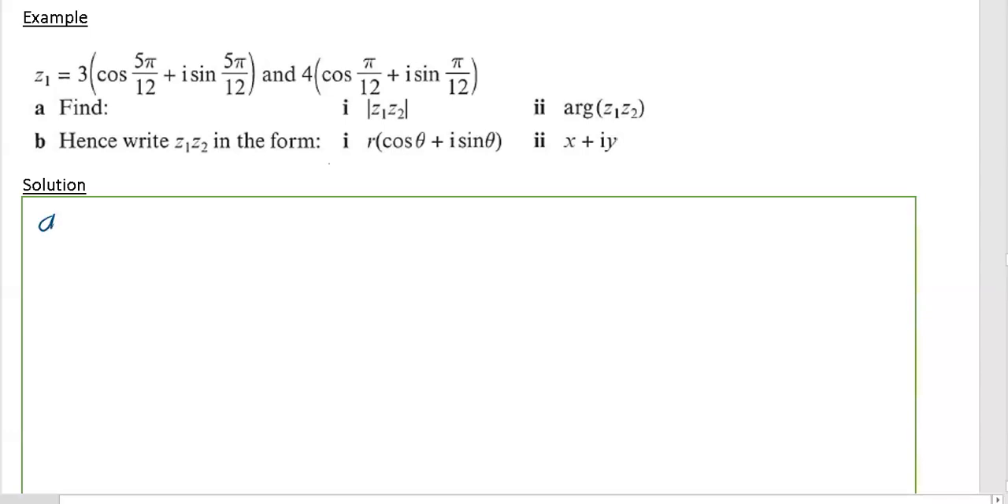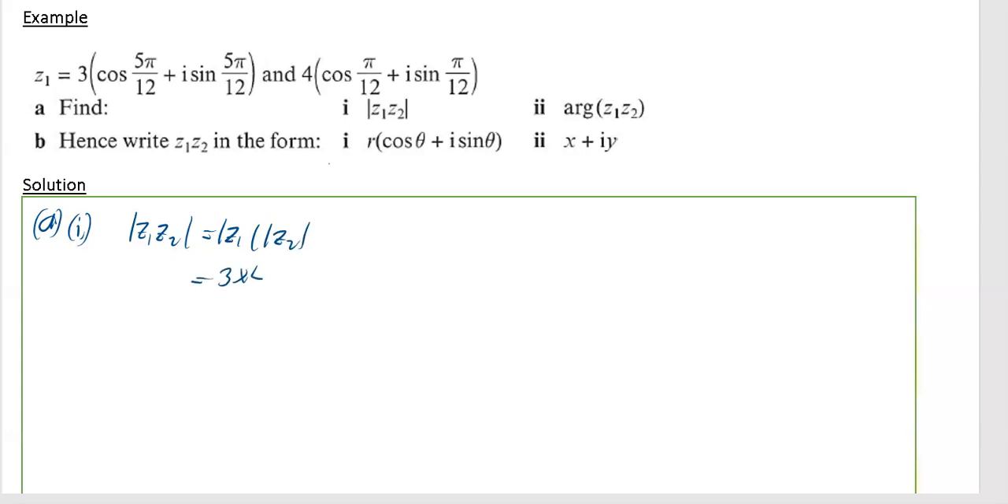Okay, so first thing, part A, part 1, we're just going to say the modulus of z1 z2 is equal to the modulus of z1 times the modulus of z2. So in this case, it's going to be 3 times 4, which is going to be equal to 12.